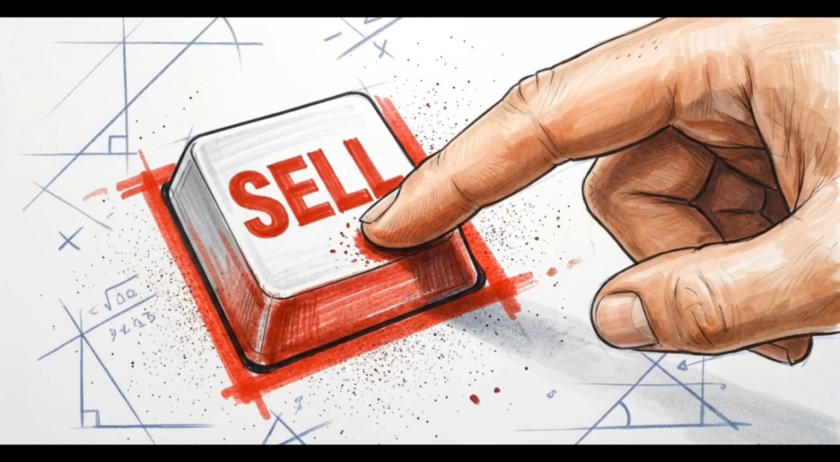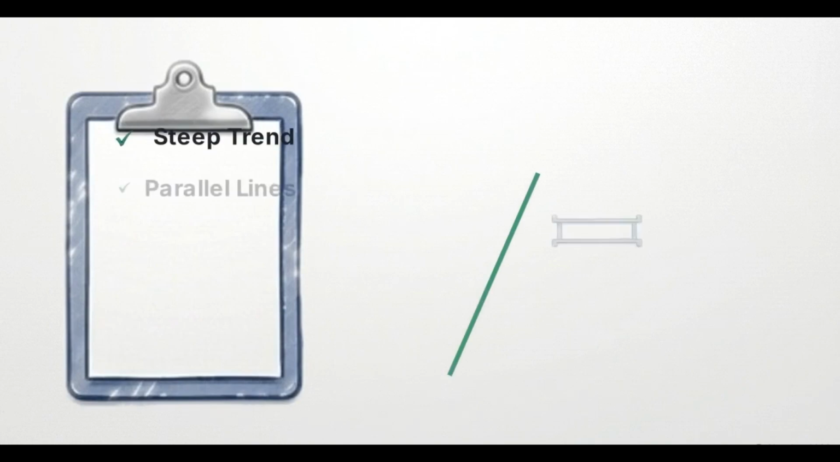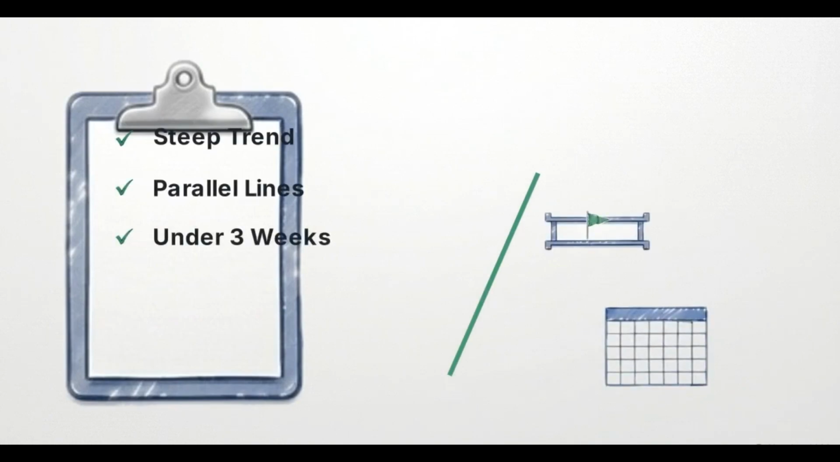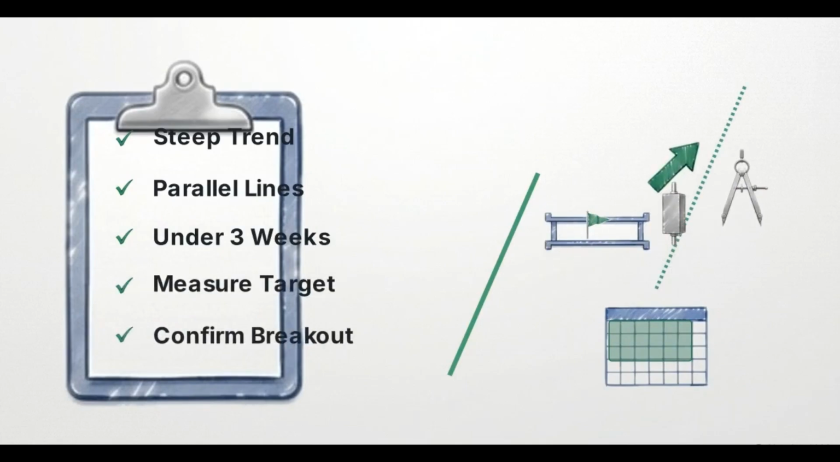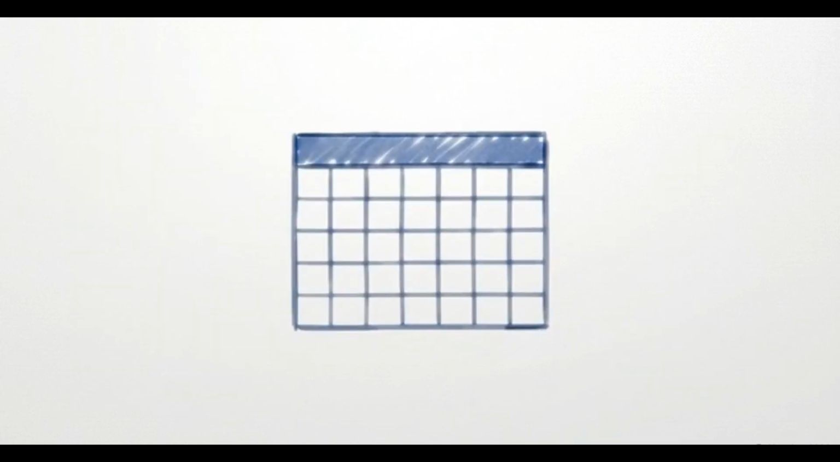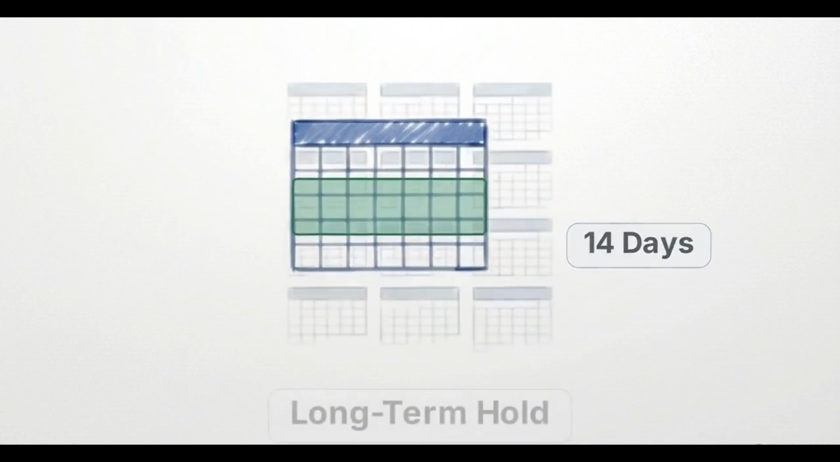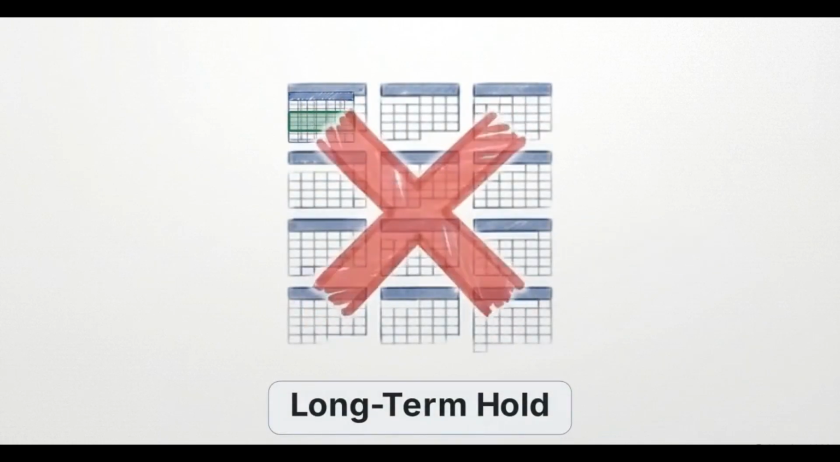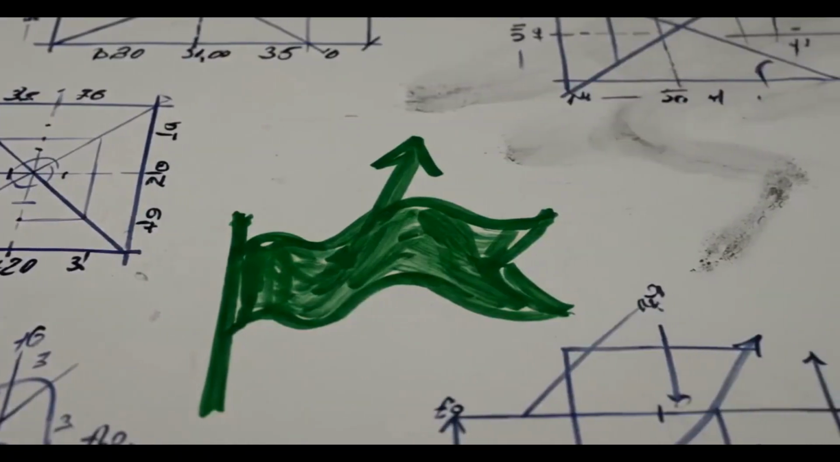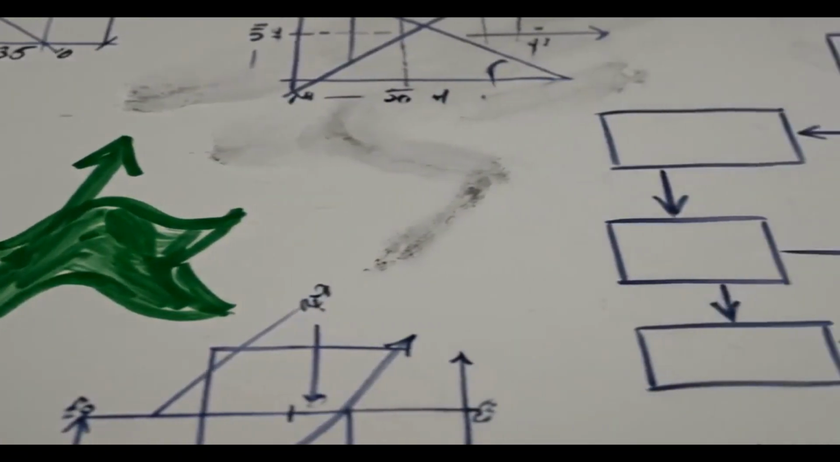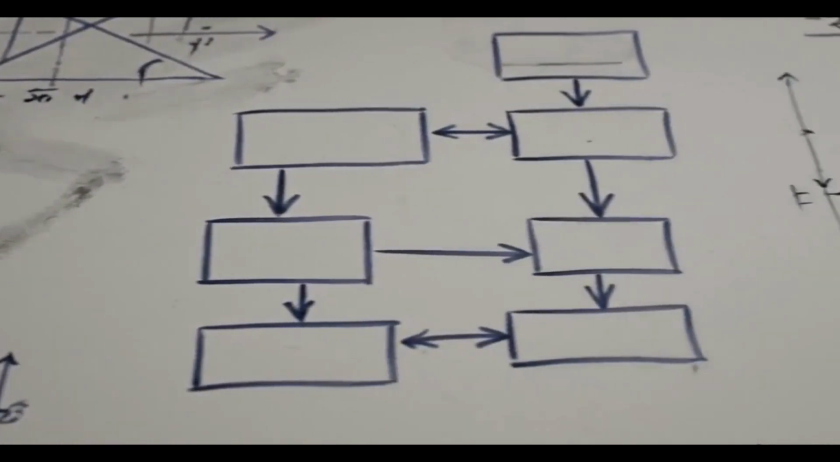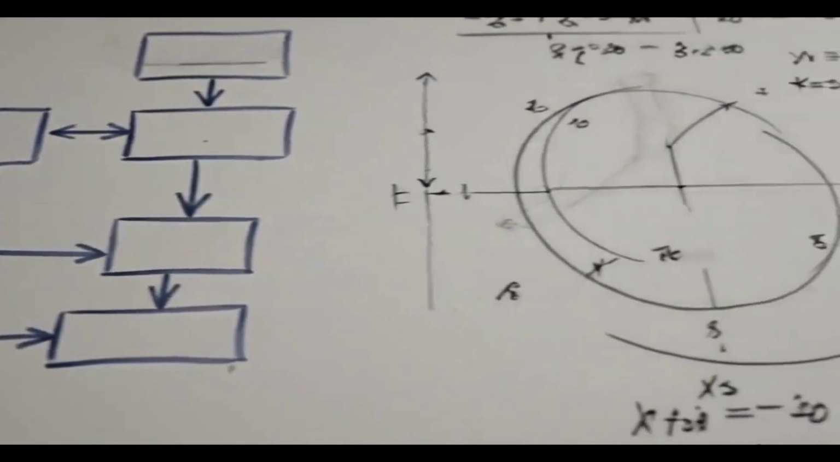To review, your process relies on a strict 5-step checklist. Confirm the steep trend, draw the parallel lines, ensure the pattern's under 3 weeks, measure the target, and confirm the breakout. Keep your timeline expectations grounded. Flags are designed for quick, active 2-week swing trades. If you are looking to buy and hold for months, this is not the pattern to use. By applying these visual filters and the measure rule, you stop guessing. You turn brief, chaotic market pauses into predictable, calculated opportunities.